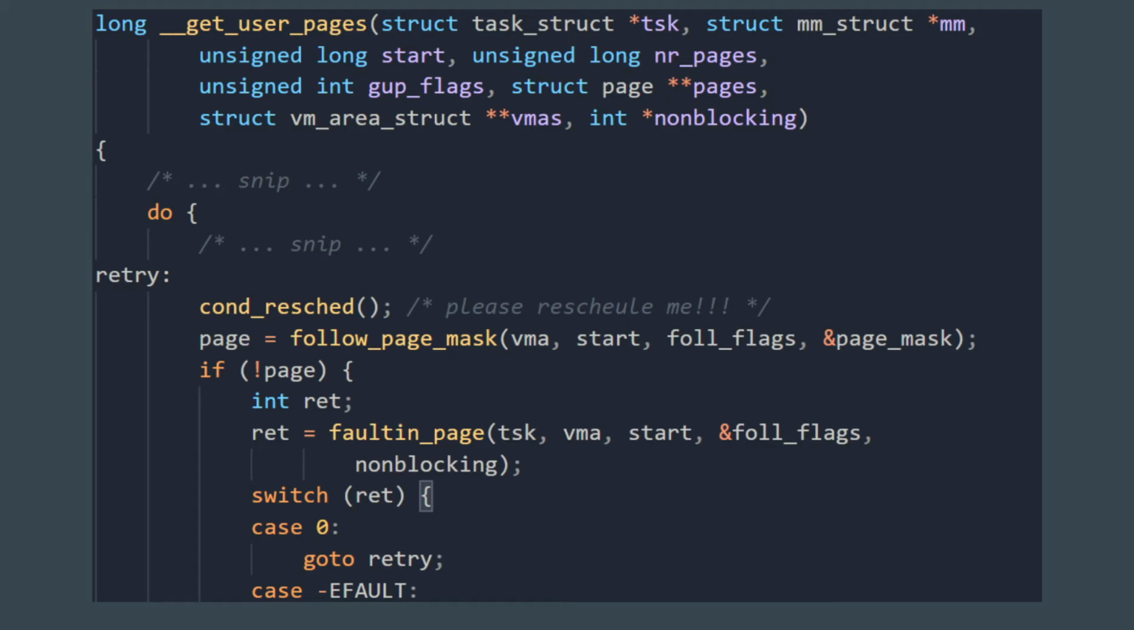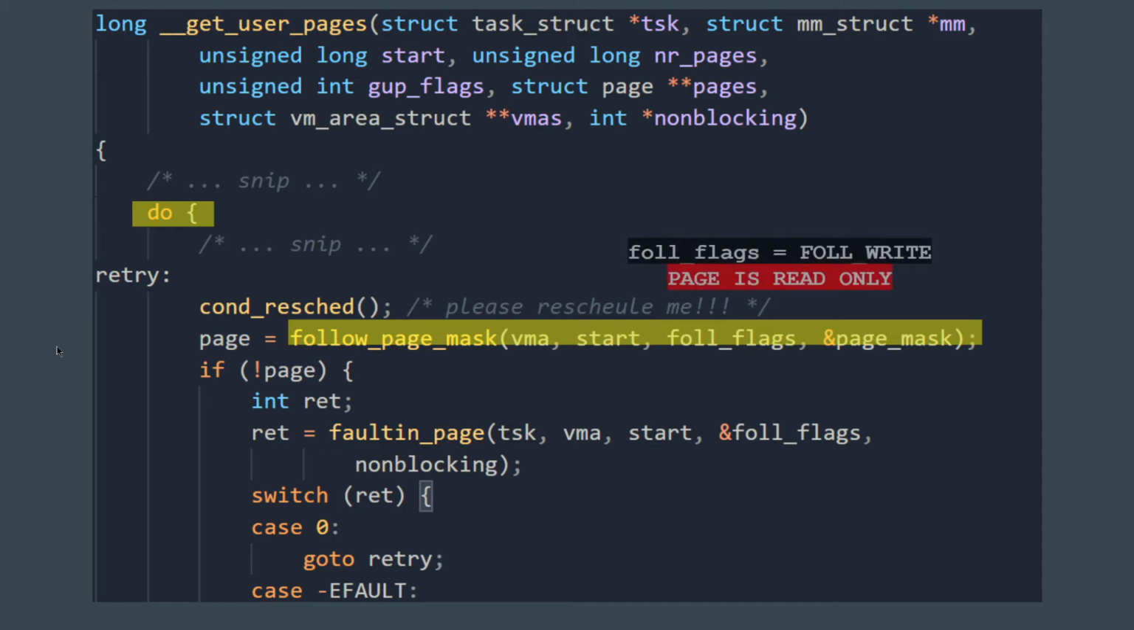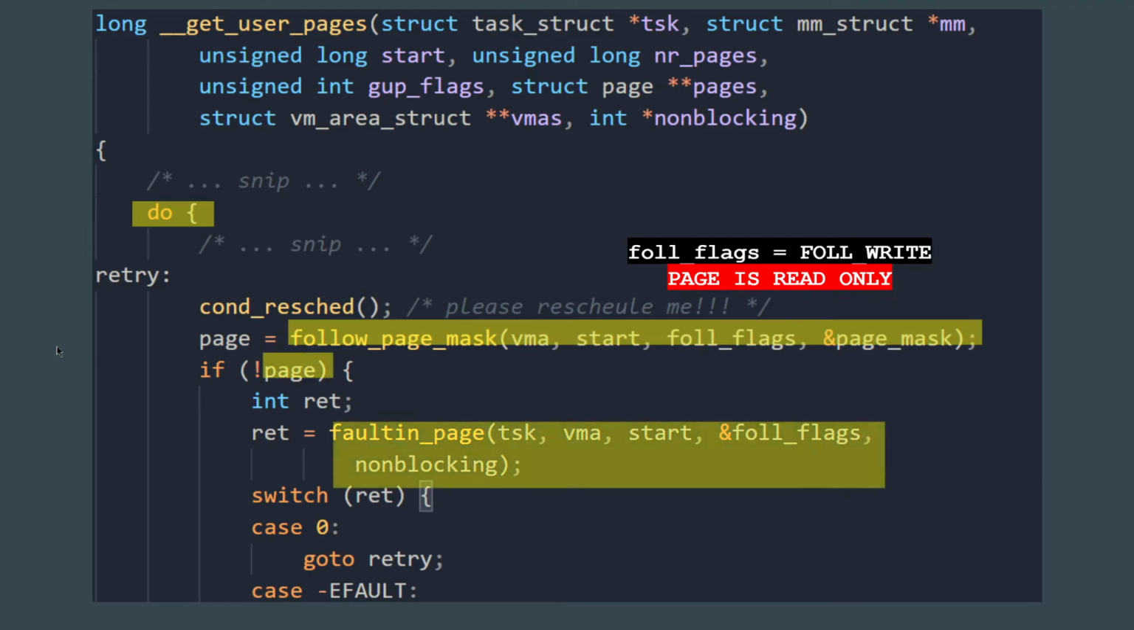Diving straight into the kernel, this is a snippet of the get user pages function. Notice that there is a loop. Simply put, get user pages will keep trying until it gets a valid page. Follow page mask tries to get the page, but since our requested access differs from the permissions of the page, it will return null. Because of this, this will lead us to fault in page to resolve this for us.